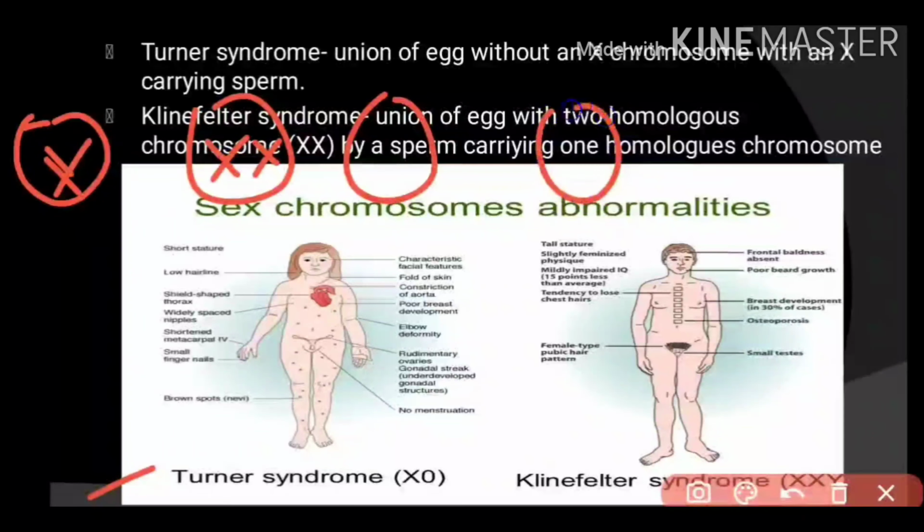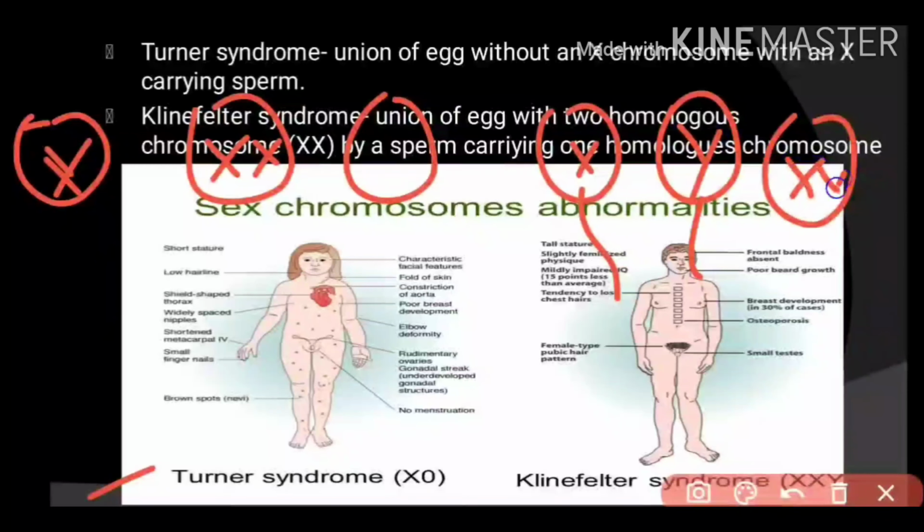If we talk about the sperms, this sperm is normal containing one X, this is also normal containing one Y sex chromosome, and this one containing XY is abnormal, and this is also abnormal because it contains no sex chromosome.